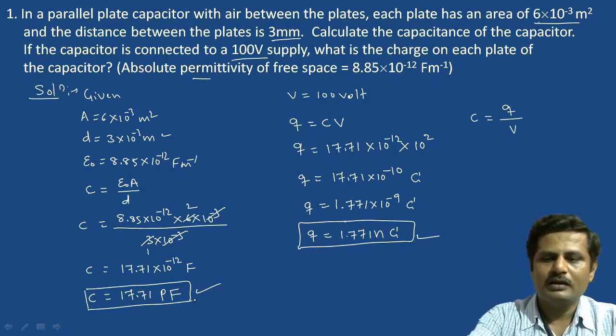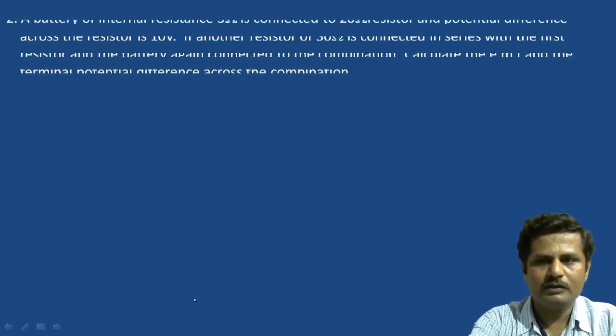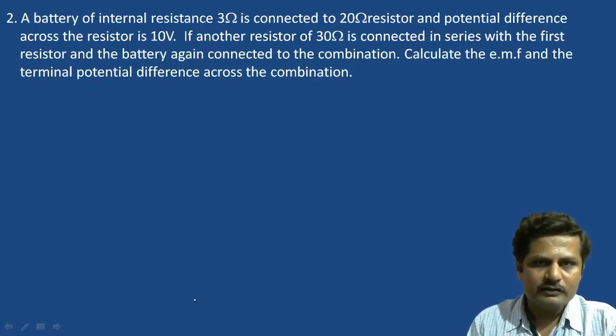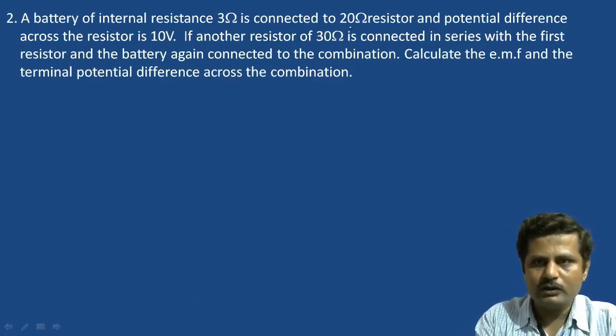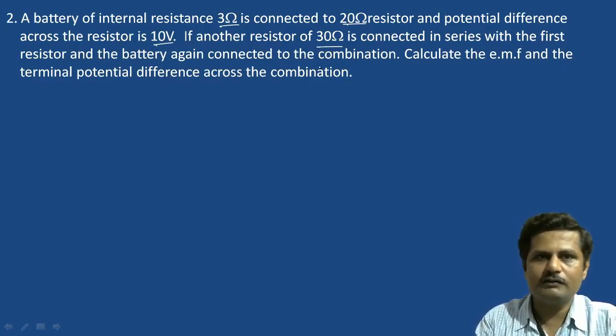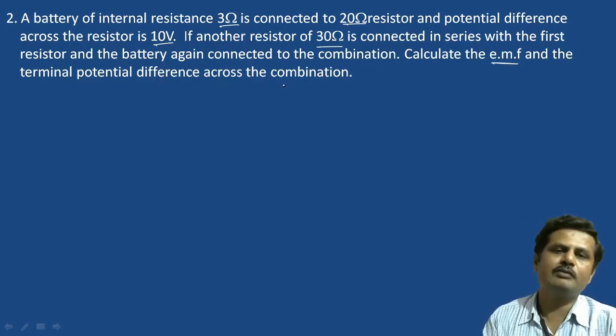Okay, let's have the next problem. A battery of internal resistance 3 ohm is connected to a 20 ohm resistor and the potential difference across the resistor is 10 volt. If another resistor of 30 ohm is connected in series with the first resistor and the battery again connected to the combination, calculate the EMF and the terminal potential difference across the combination.